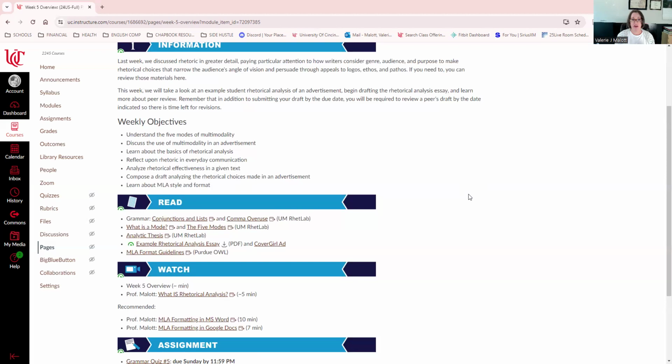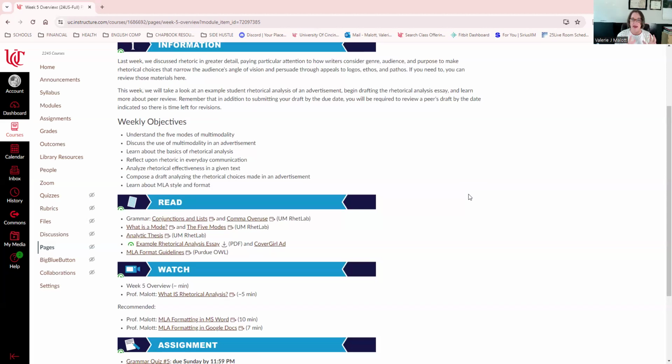So for your reading this week, we are focusing yet again on comma usage. There is a reading for conjunctions and lists. We have conjunctions, and a wonderful little acronym to help us remember the most commonly used coordinating conjunctions, called FANBOYS. FANBOYS stands for for, and, nor, but, or, yet, and so. Those are the 7 most commonly used conjunctions.